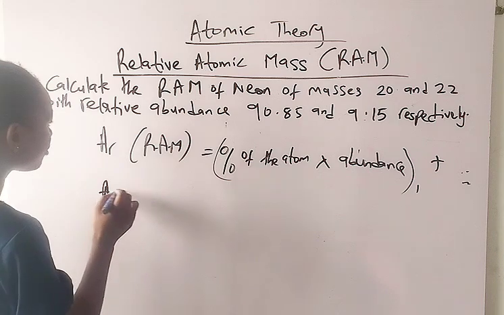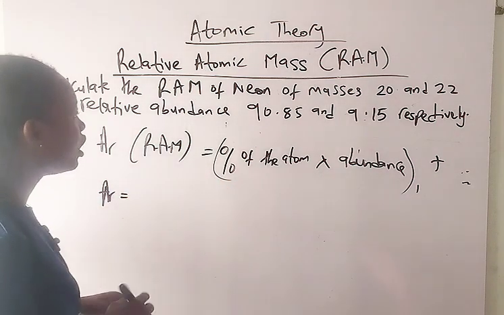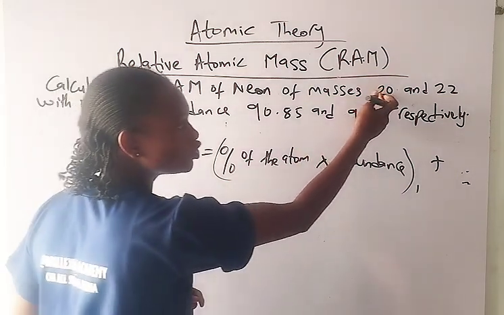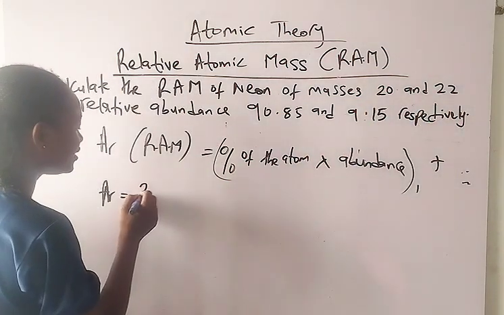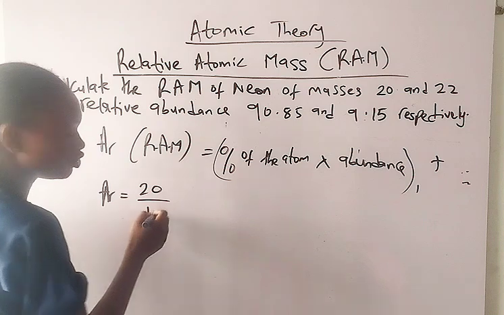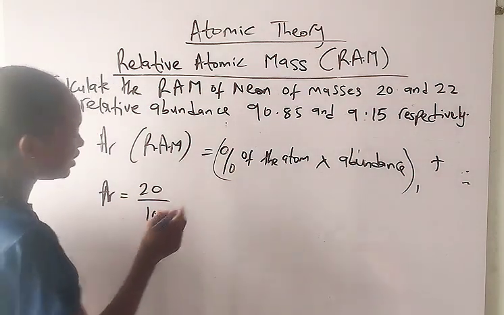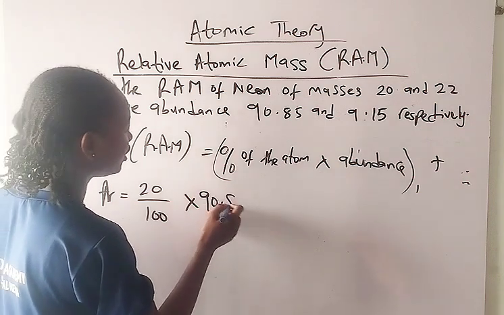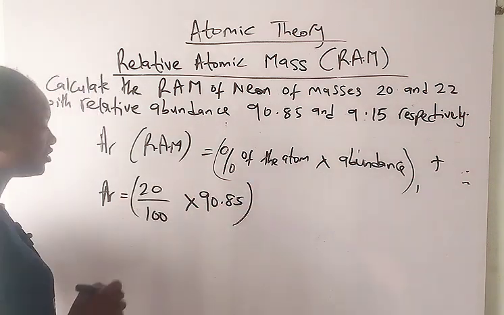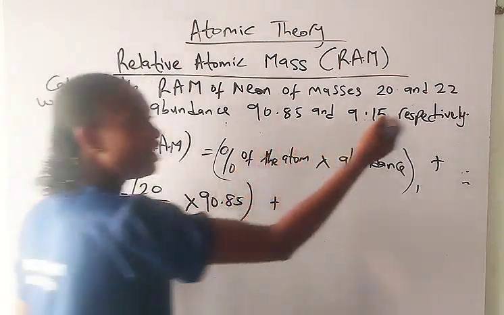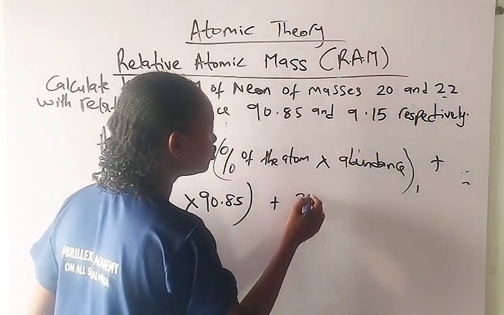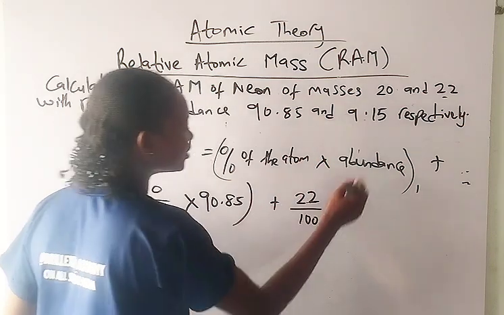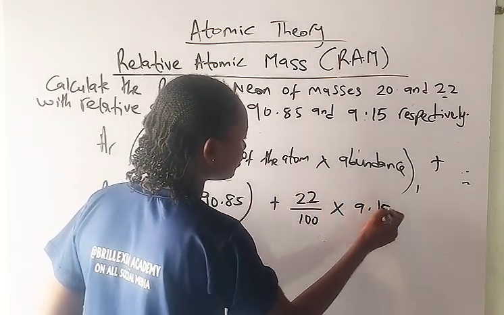For our relative atomic mass, we are using this formula as I've said before. So we firstly write the percentage of the atom, which is 20 and 22, right? So 20% is 20 over 100, right? So 20% multiplied by the abundance. What is the abundance for the first one? That is 90.85. Bracket is like this. Then plus we have percentage 22, so 22% multiplied by the abundance 9.15.